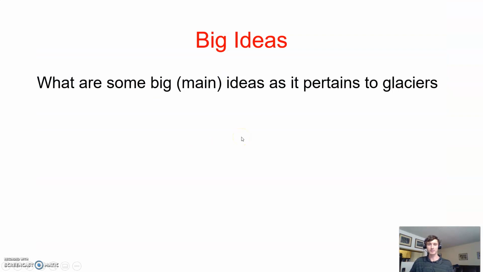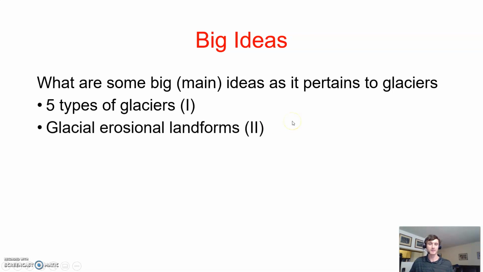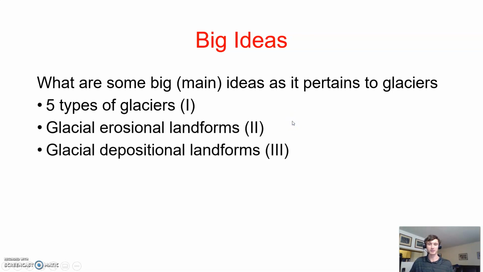So what are our big ideas for the section? Bit of a short section. You'll want to be familiar with those 5 types of glaciers that we talked about, the erosional landforms and the depositional landforms. For this one, it's a dense unit, a lot of terms, a lot of information packed together tightly, but really all of it is important.